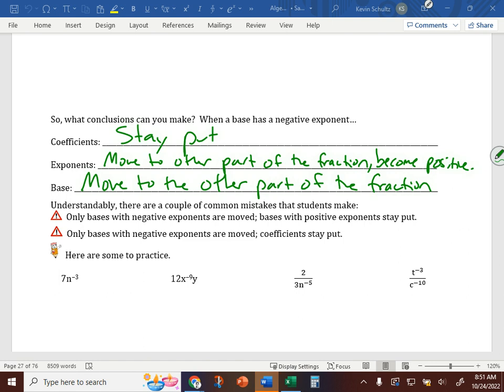If you're having a bad morning, sometimes a change of scenery is all you need, right? You don't like the numerator? Go down to the denominator. You'll be happier there. I don't know. But it moves to the other part of the fraction and it becomes positive.